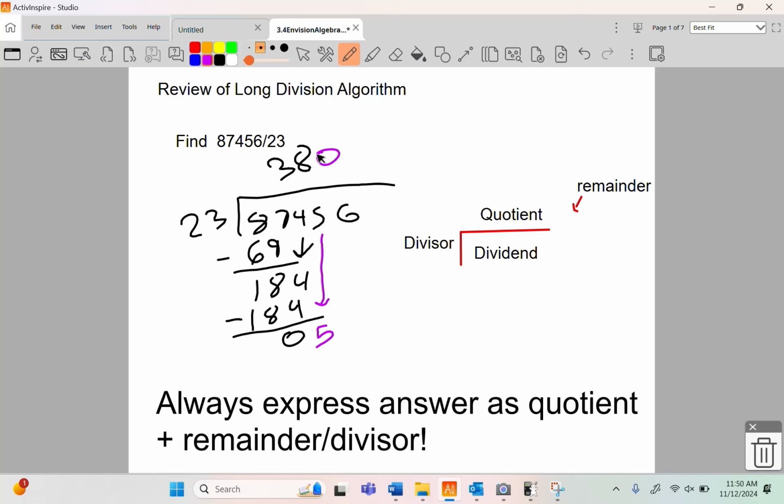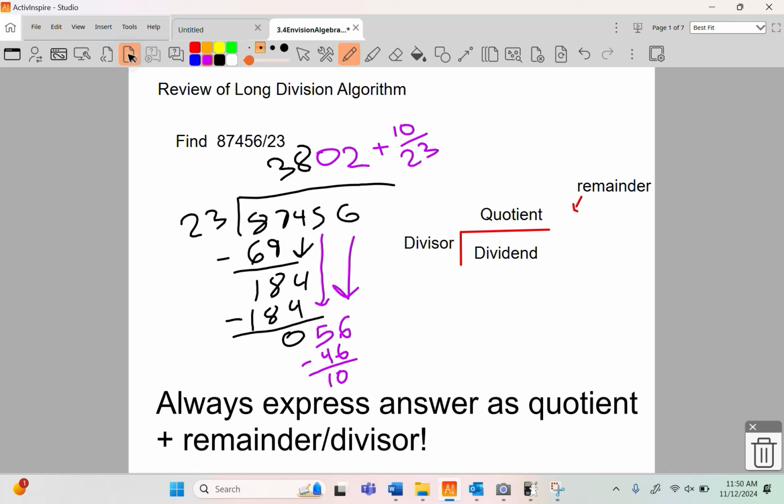Then you bring down your 6, and 23 enters 56 twice. That'll give you 46. Subtract, you get a 10. What is that 10? That's the remainder. Now we write things out plus the 10 pieces of the original 23. We always write things out as the remainder over the divisor. Anyways, there's long division. That's what we're doing today, but not with numbers, kids. With x's.